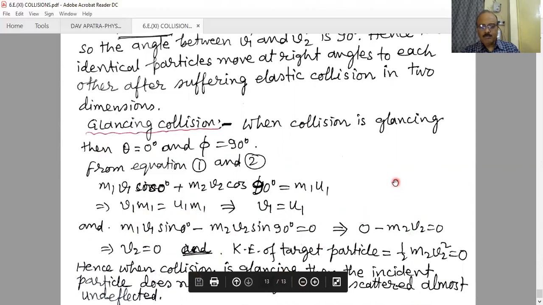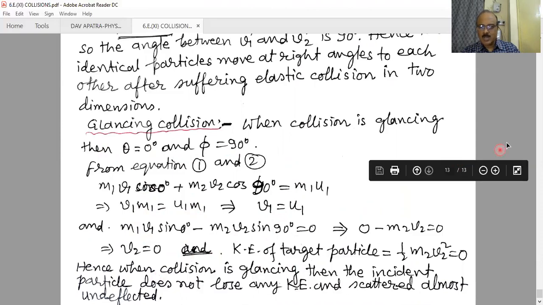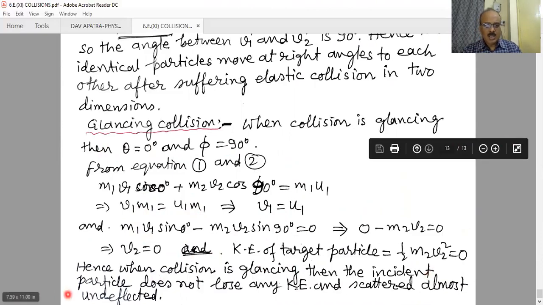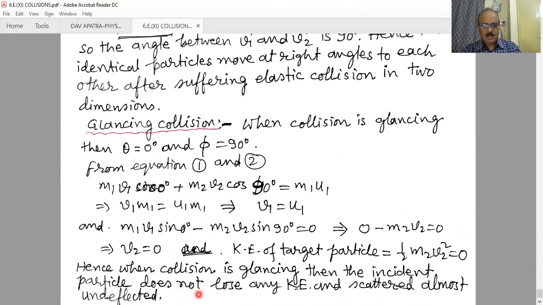That means the kinetic energy of the target object is 0. Hence, when the collision is glancing, the incident particle does not lose any kinetic energy and is scattered almost undeflected. That means it just touches and passes the object. Therefore, in a glancing collision there is no loss of kinetic energy, and also no change in the velocity.